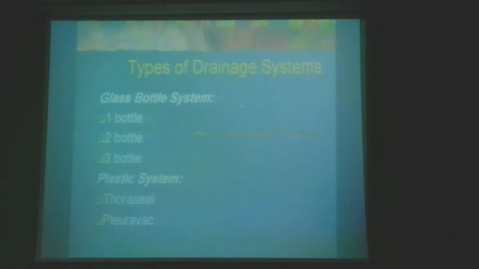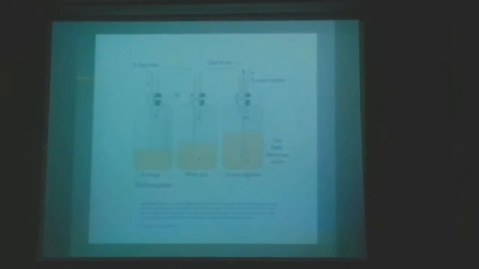Okay, types of drainage system. Don't pay attention to this. We have only one system here, it's a pleural valve. I will talk a little bit about the classic one-bottle system, just to understand the mechanism of the chest tube, and you can apply it to a pleural valve. This is a one-bottle system, a 3-bottle system. I want you to remove this bottle from your imagination, this one and this one. Remove it. Consider it's not there, and consider this is the underwater seal.